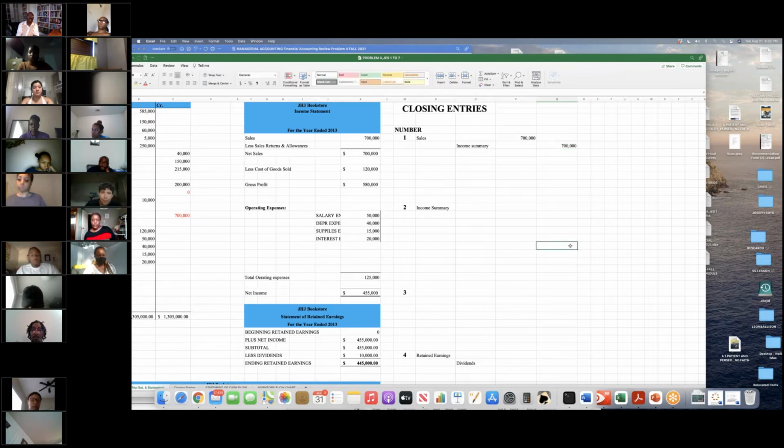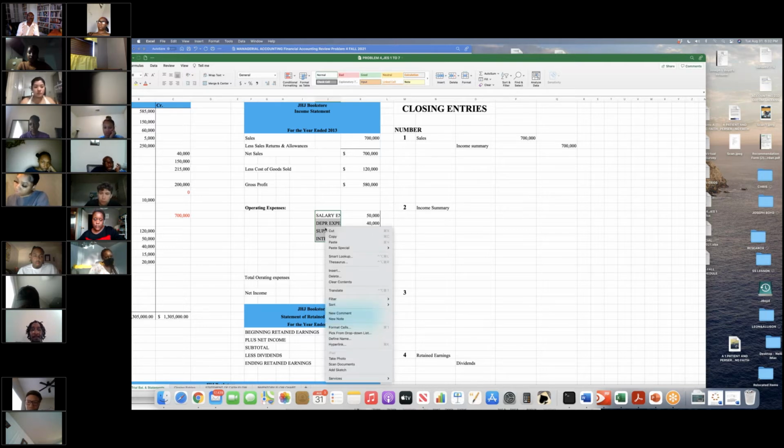And what's my second closing entry? The expense. For number 2? Yep. 125,000. And then as the account summary. Yeah, the cost of goods.